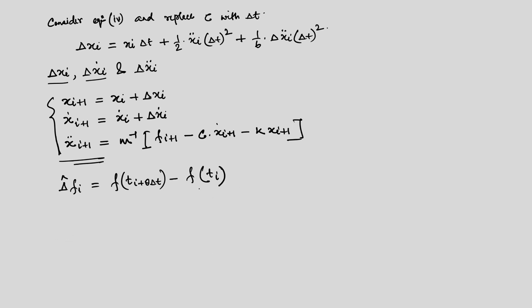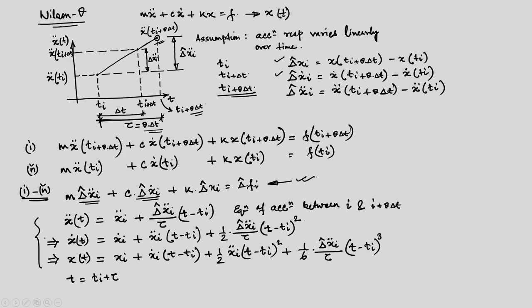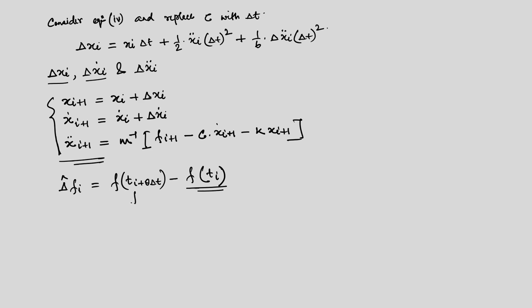Right. So, we know the forcing function at the t i point, but if you look at the diagram, we also know the forcing function at t i plus delta t. Using these two pieces of information, we have to project it using linear interpolation. We have to find out the force at t i plus theta delta t. So, you use interpolation to find out this forcing function.